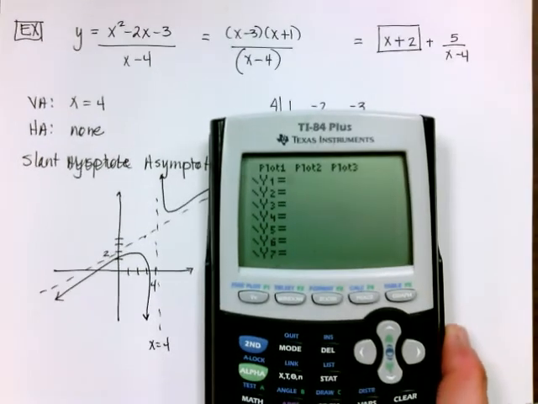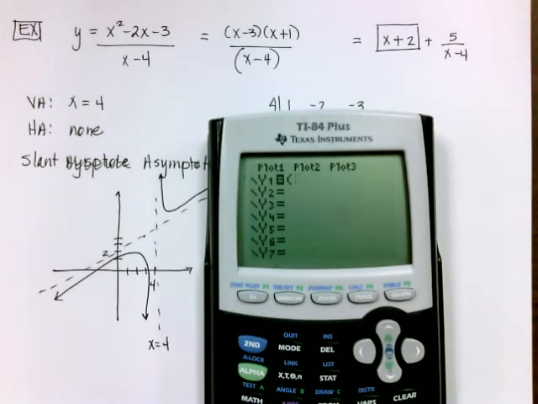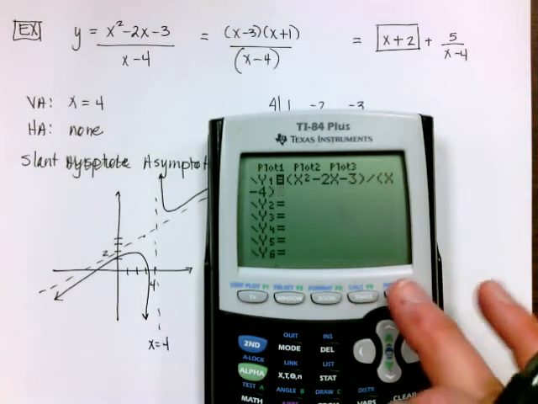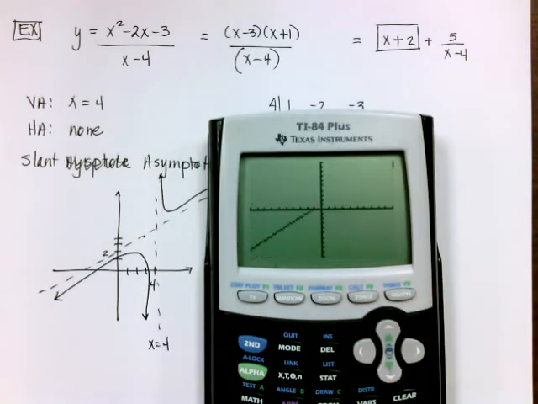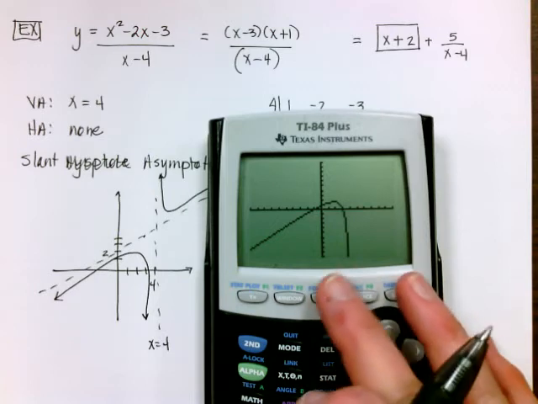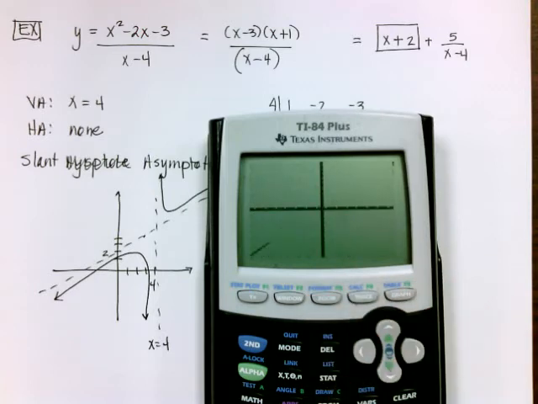Okay. So if I enter, I'm going to put the whole top in parentheses. So I have x squared minus 2x minus 3 divided by x minus 4, and I'm going to graph it. There's the bottom one. Okay. Oh, and we can't see it. So I'm going to do a zoom 3 enter and zoom out just a little bit. There's the bottom one, and there's my top one. So pretty cool, and that's what a slant asymptote does.